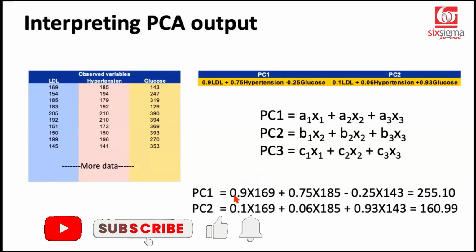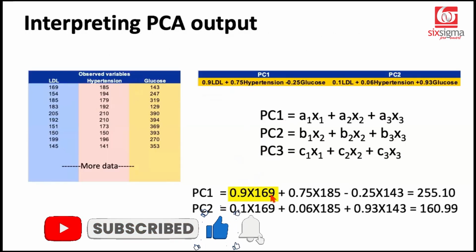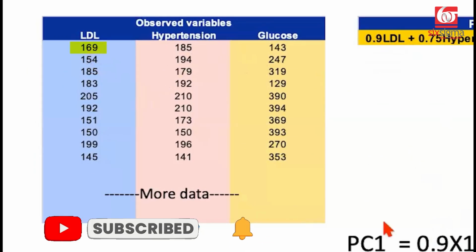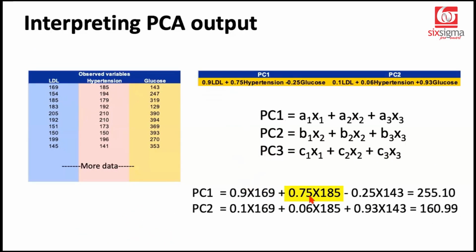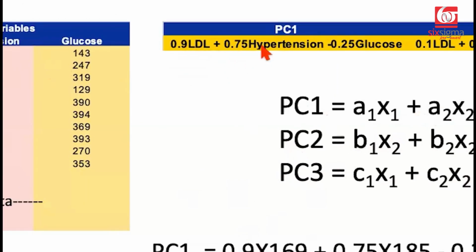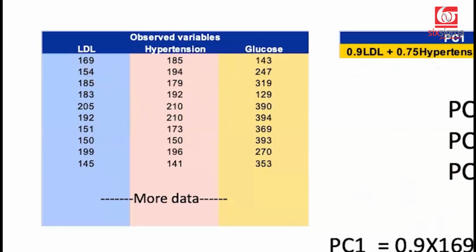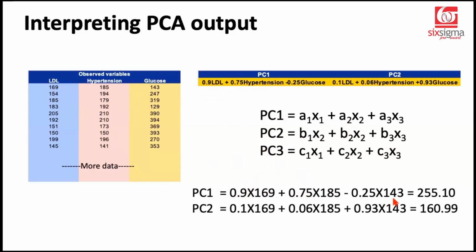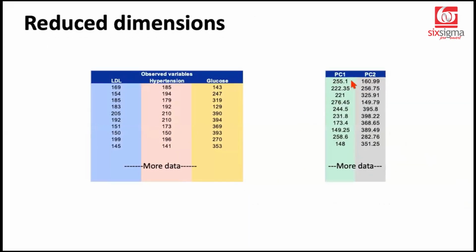So for PC1, it's 0.9, that's the coefficient, multiplied by the first value in the reading, that's 169, and you'll get that. Then coefficient 2 and the second value. The coefficient 2 is 0.75 and the second value is 185. You can put it here, and so on and so forth. You can do the calculation. Once you do the calculation, you'll get the value of PC1 corresponding to this row as 255.10 and the value of PC2 corresponding to the first row as 160.99. You would do this for every single row. That's how the dedicated functions in the libraries work. And if you do that, you'll eventually obtain the transformed data.